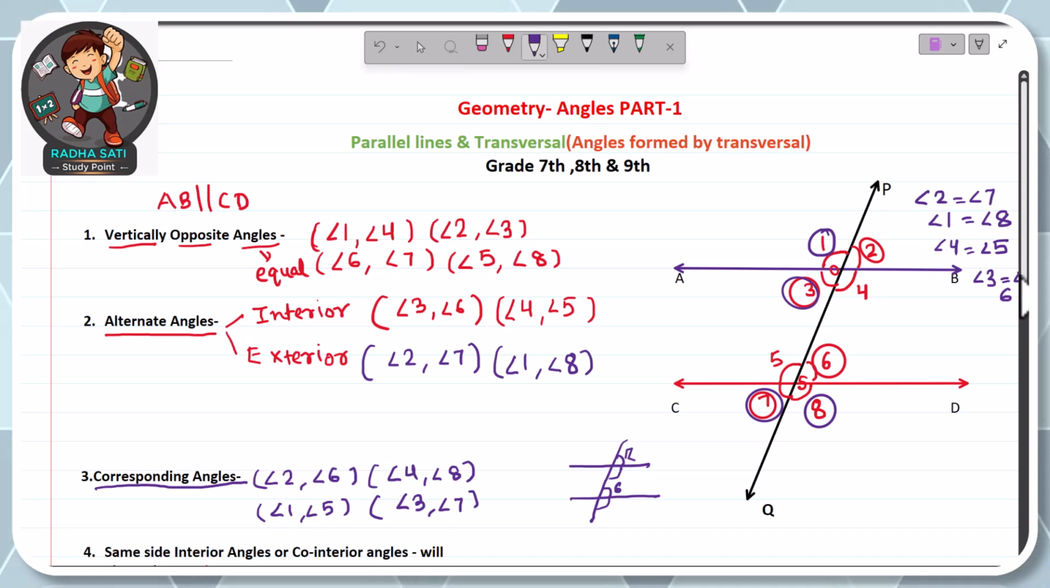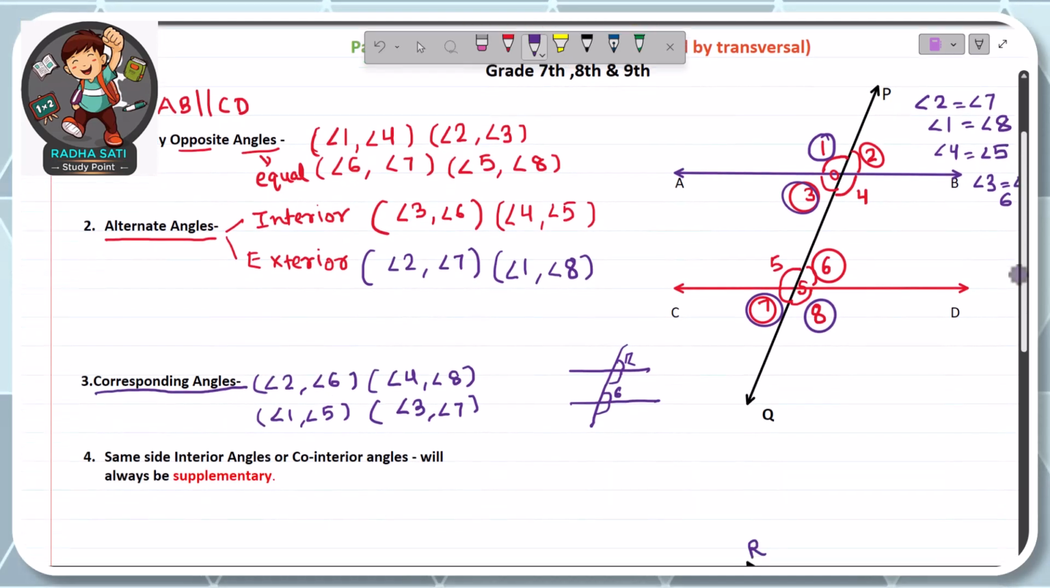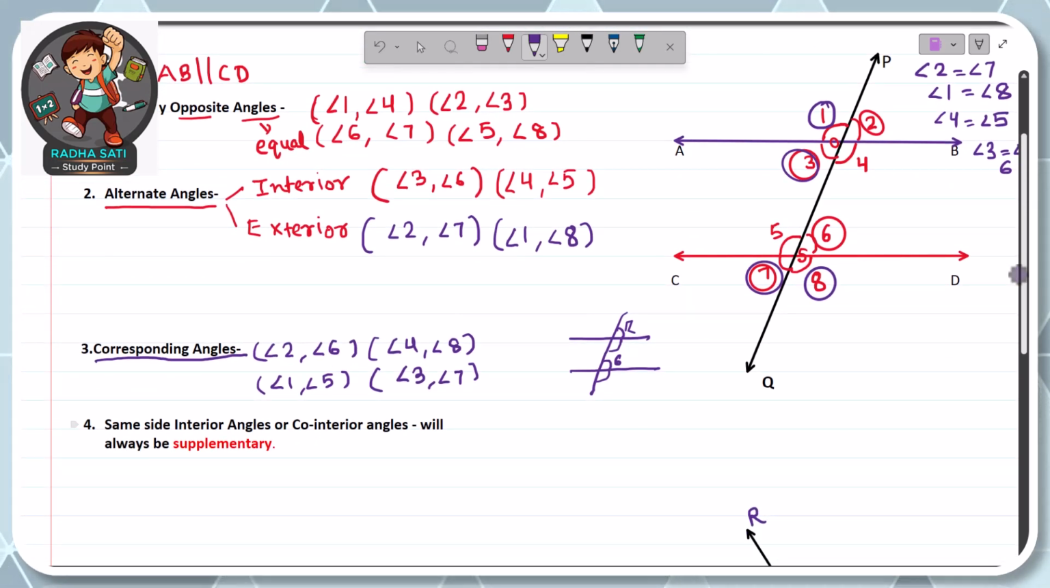This means angle 3 will always be equal to angle 7, angle 1 will always be equal to angle 5, angle 2 will always be equal to angle 6, and angle 4 will always be equal to angle 8. Okay. Now, moving on to the next angle.